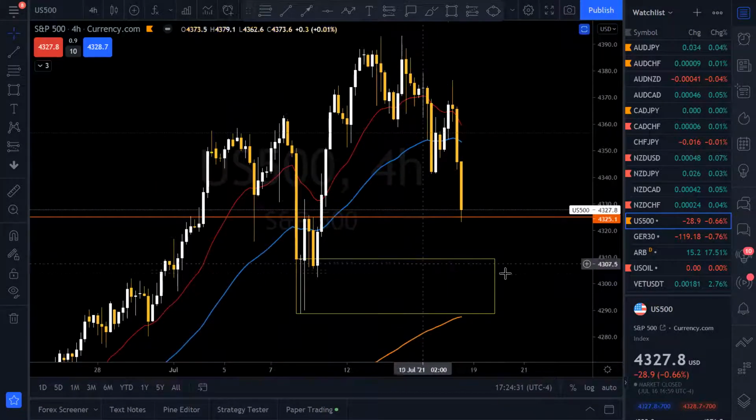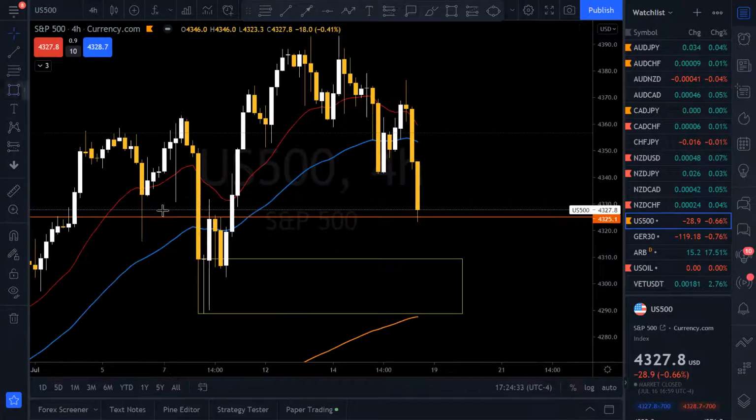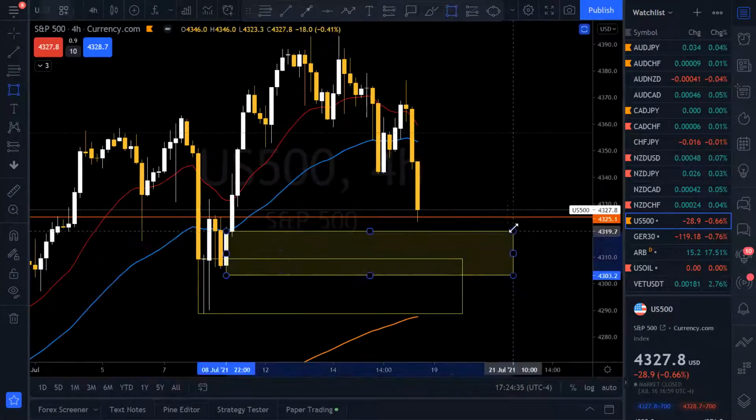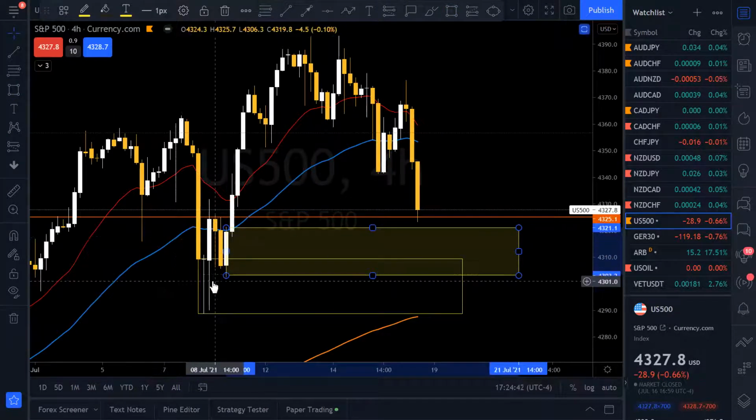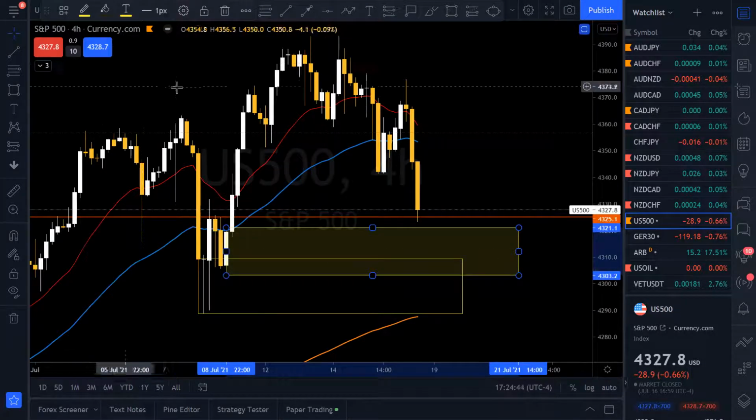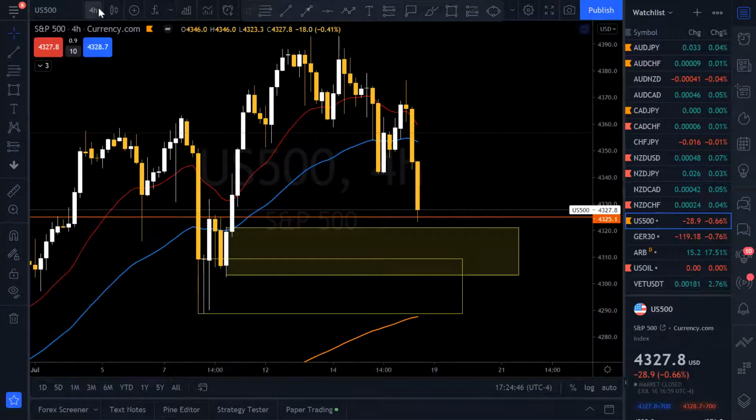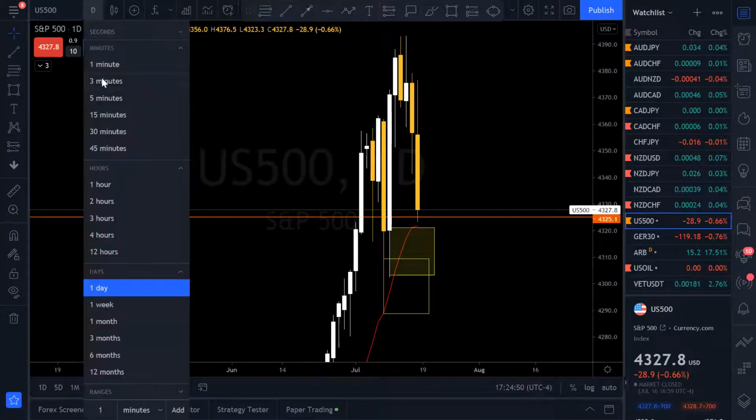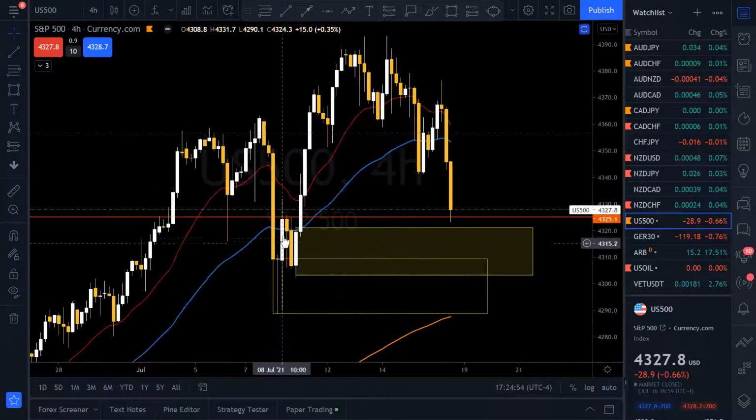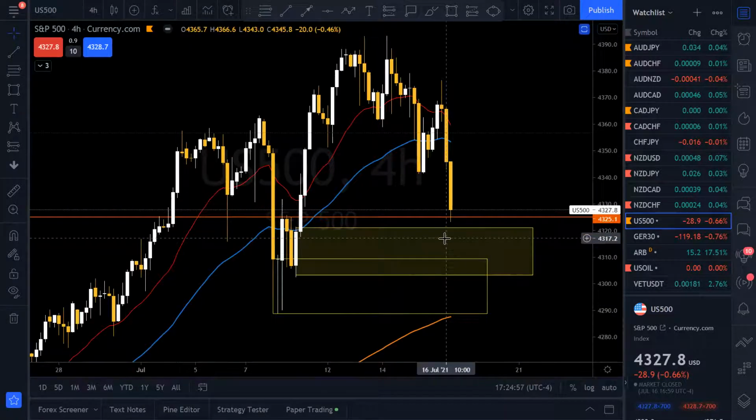All right, but in the meantime, we have that order block here. You see this rejection from here. This is the higher time frame order block here. That should be a daily, if I'm not mistaken. Excuse me, no, that's actually lower. I'm sorry, I went in the wrong direction. Anyway, this is a 4 hour order block, and we're about to test that.